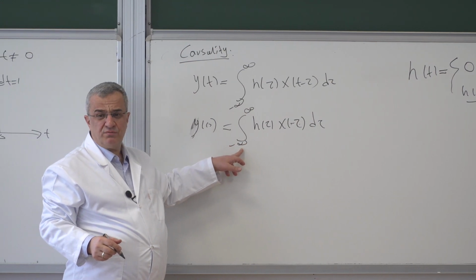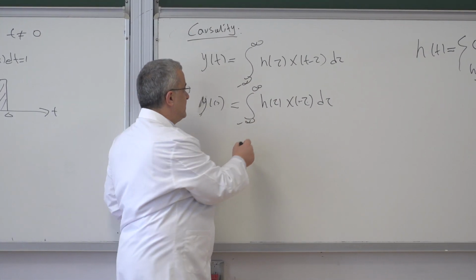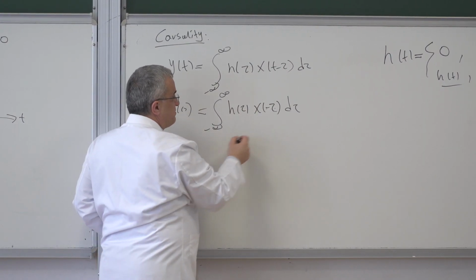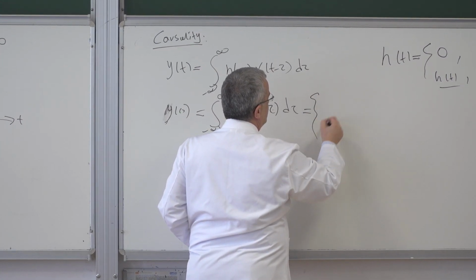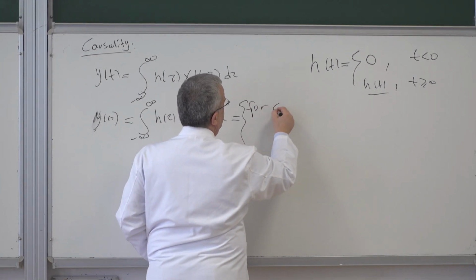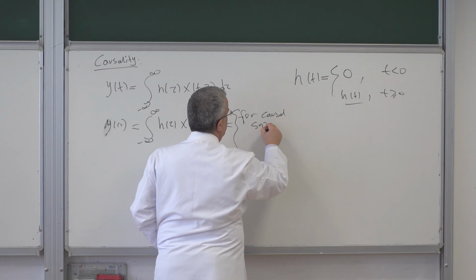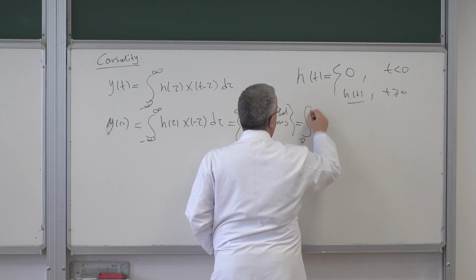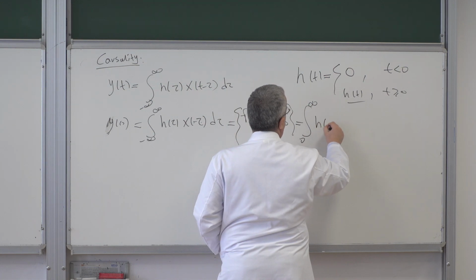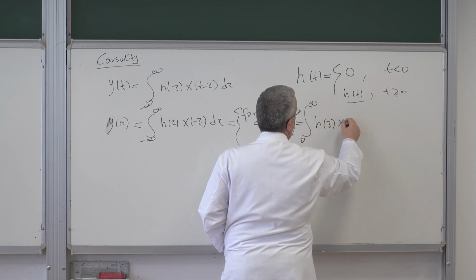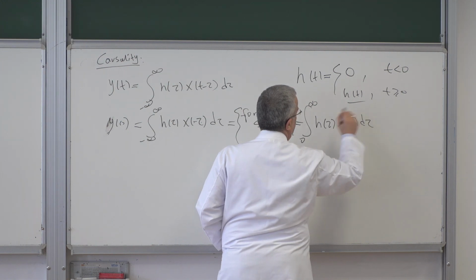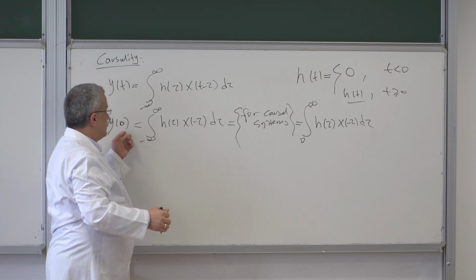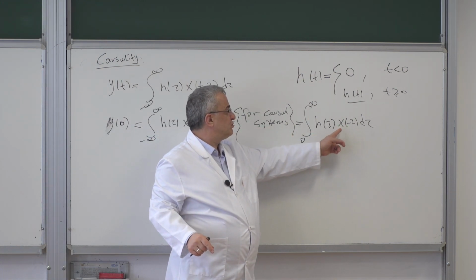The lower limit of the integral would start from 0, right? Since h is 0 for negative taus, that part of the integral vanishes. So for causal systems, this is equal to the integral from 0 to infinity of h(tau) x(t minus tau) d tau. Okay? Now, to be able to compute the output at t equal to 0, what do you need to know?